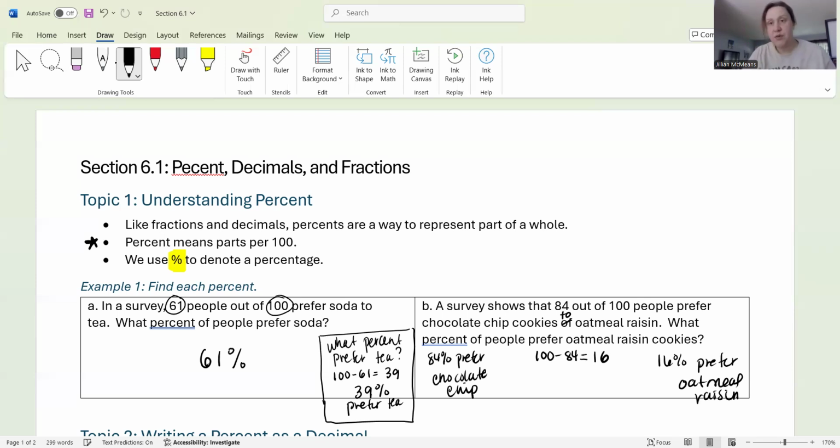And there you have it. So that is just the really, really basic understanding of percent. It's a way to represent part of a whole, but the whole in this case is exactly 100. So when you're dealing with percent, it's what portion of 100 are we looking at?